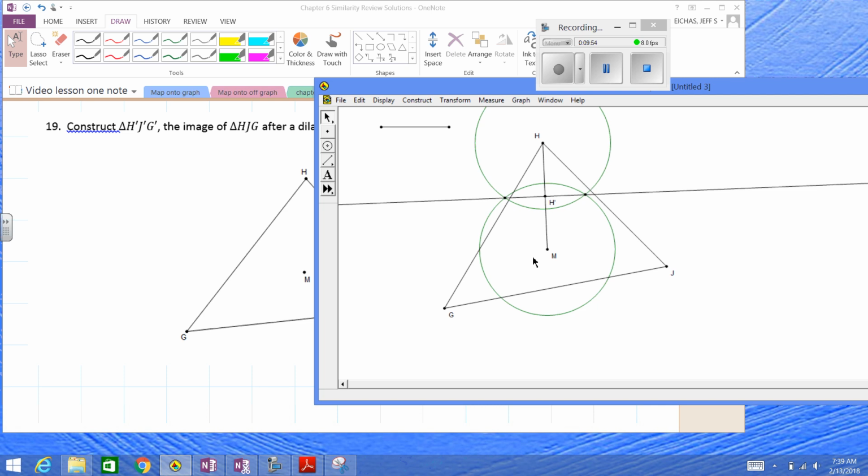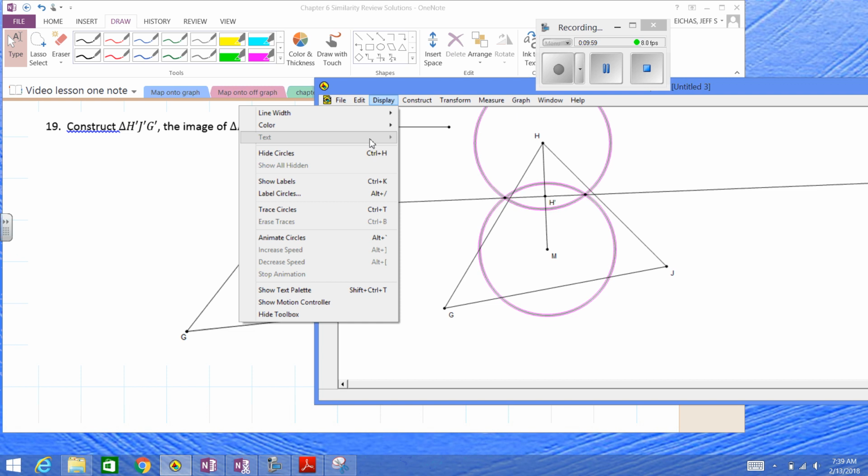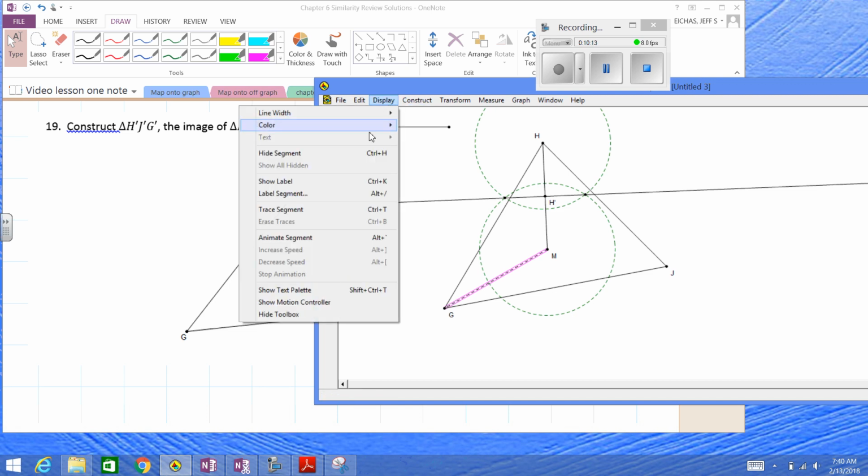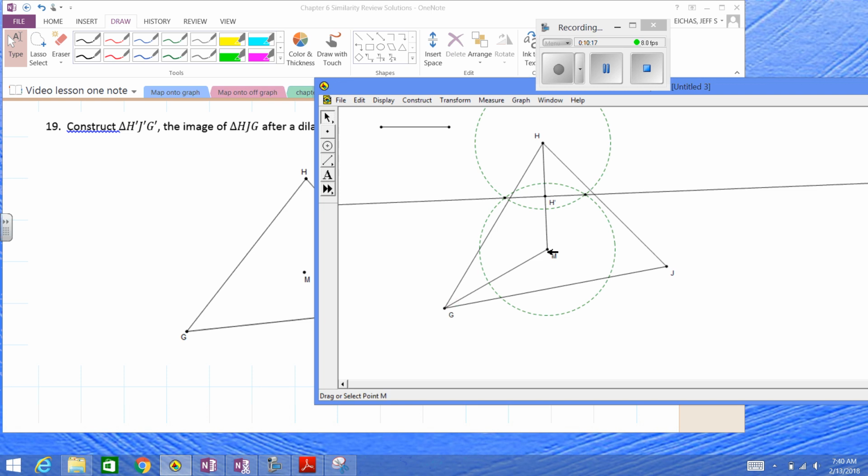Let's put these as dashed to make it a little less difficult. I'm going to construct that segment. Now, I already have this circle there. I could use that same one. What I need to do is I'll explain this again. We've got to do the same process for MG. We've got to find the middle of it.